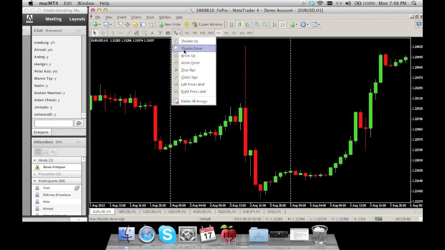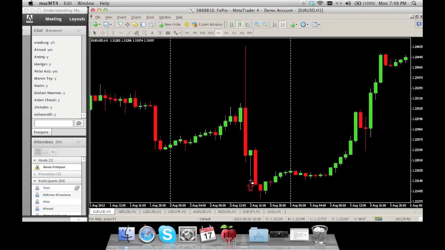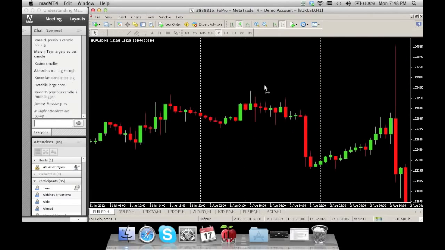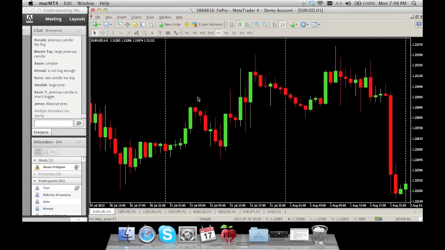Here is an exhaustion that did not work out right here. Why did this exhaustion not work out? Okay, Hassan says it's small. Sardar says previous candle. Abhinav says small compared to the previous. Okay, good, good. So you guys are on the right track. Okay, so let's move on. Let's get some more examples for you guys, and then we move on to the other patterns.